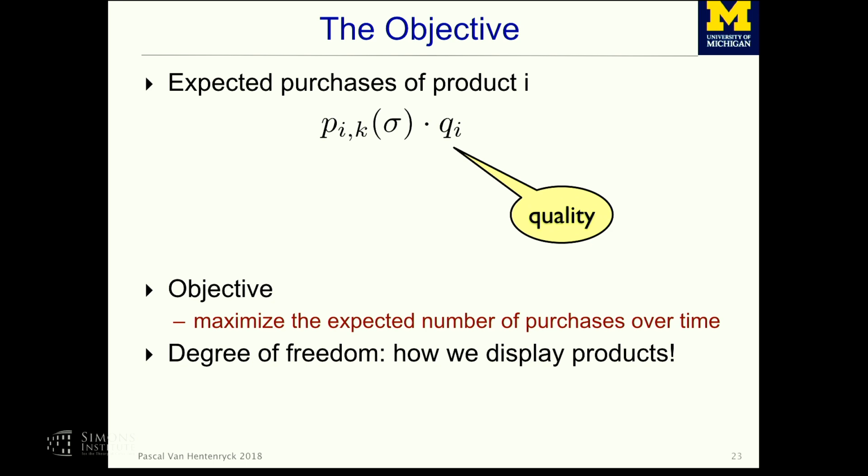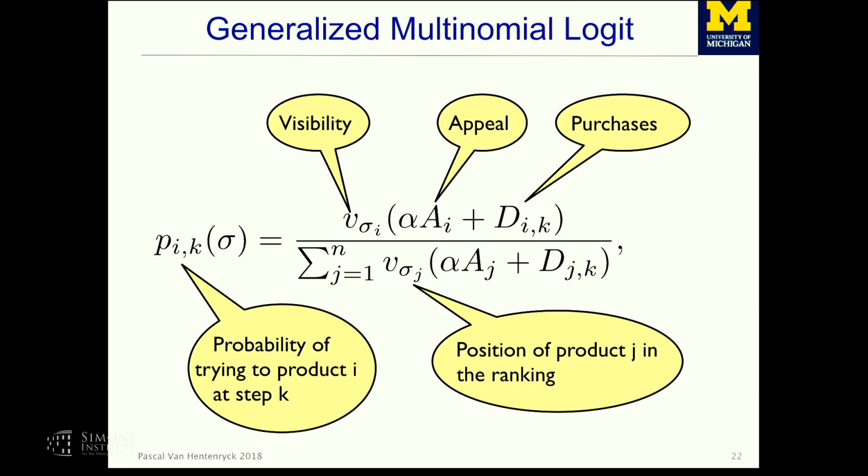Signals? The visibility signal is this part here. This is where you position the product in the list. If you put something on top, the visibility is much higher, so the probability of actually sampling it is higher.